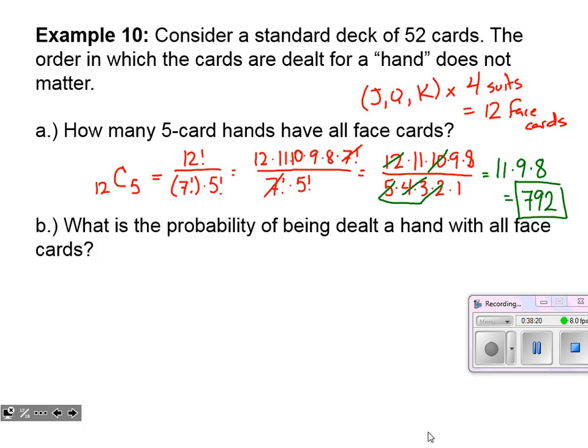All right, now letter B says, what is the probability of being dealt this hand? So now it's not how many ways, it is what is the probability. So my how many ways for the desired outcome is the numerator, but then we need to think how many different 5-card hands are possible in total. Well, the sample space is enormous. 52 cards, how many ways could I just choose 5 of them?